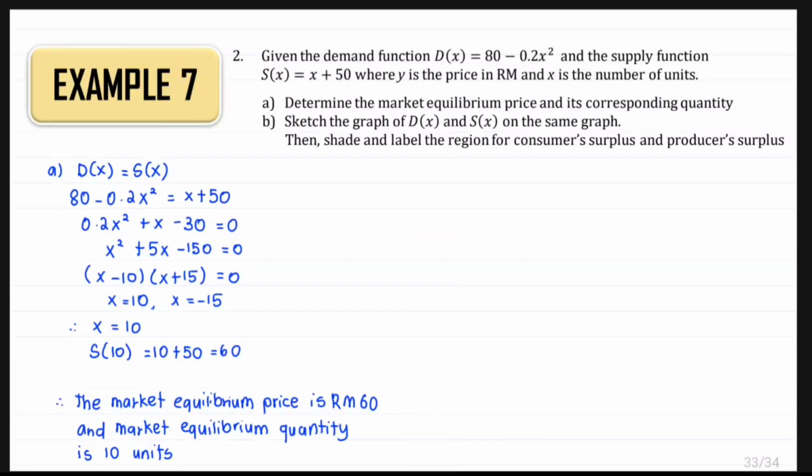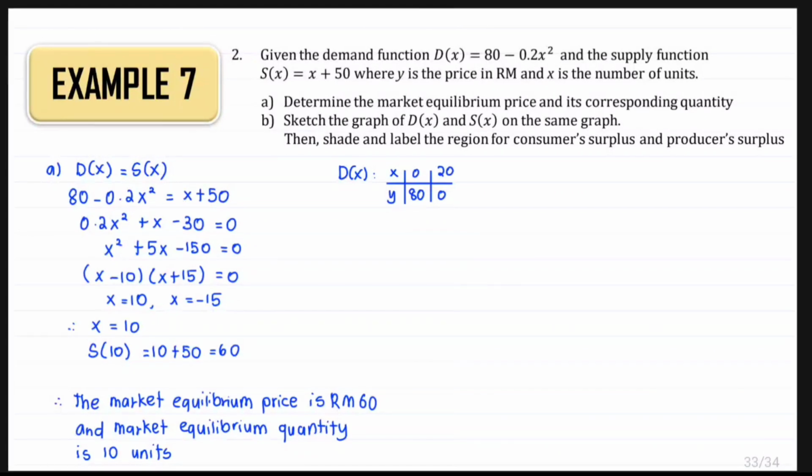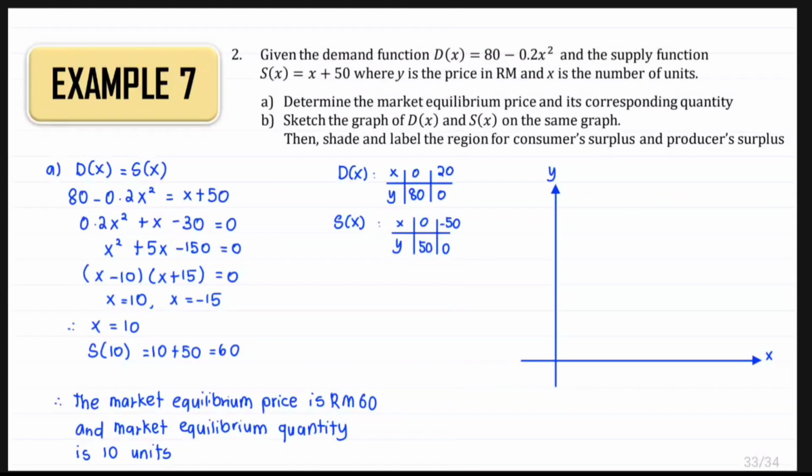Question B, sketch the graph of Dx and Sx on the same graph. Then, shade and label the region for consumer surplus and producer surplus. Okay, now we have function Dx, a quadratic function. So, we find the intercept. And we find the intercept for function Sx. And now we sketch the graph, function Dx is quadratic. We sketch on the first quadrant only.